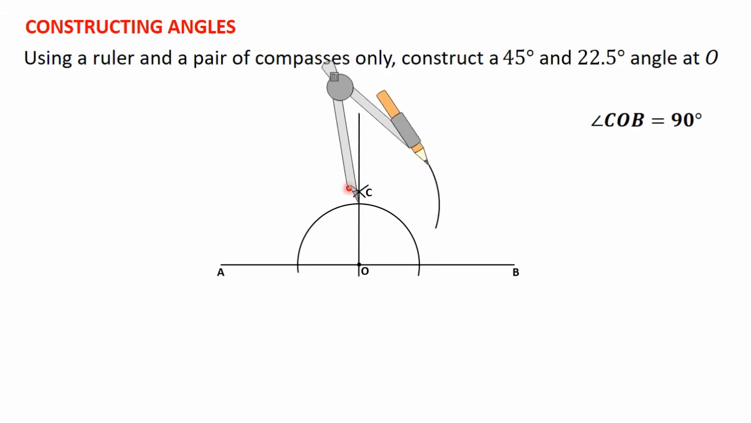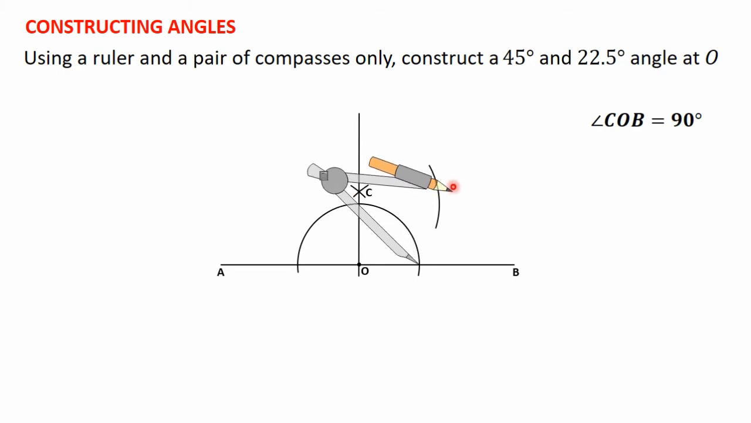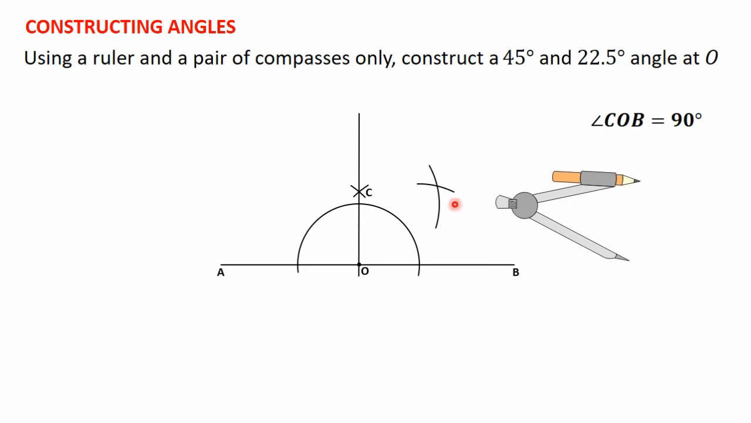Then you move the needle of the compass from this point to this point, which is the point of intersection of the semicircle and the line OB. Then you turn the compass and construct an arc to intersect the first one that you drew. So we have the point of intersection of the two arcs here, and this is point O.